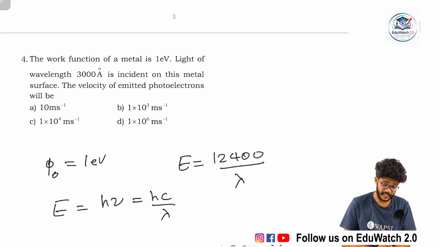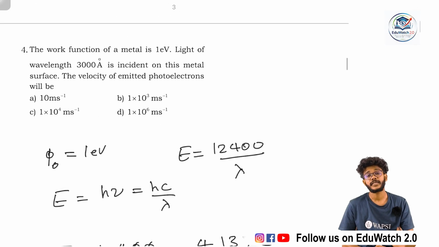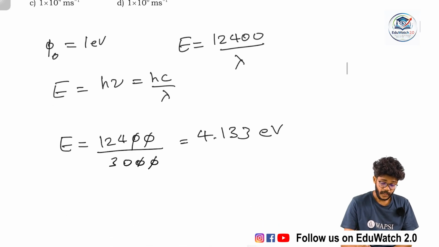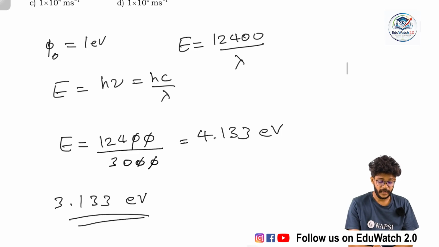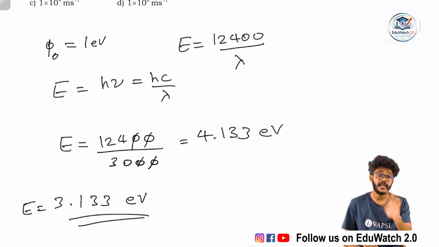Light of this wavelength is incident, so a total of 4.133 electron volt of energy is coming, and the work function is 1 electron volt. So 3.133 electron volt of energy is transferred, contributing to the kinetic energy of the photoelectron.